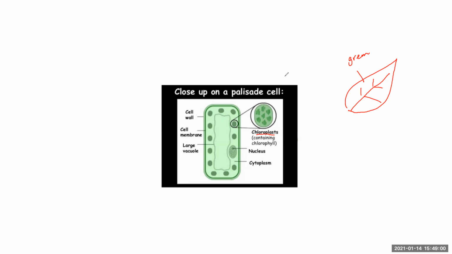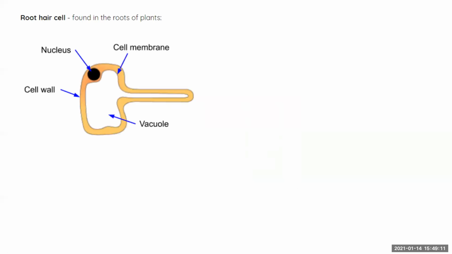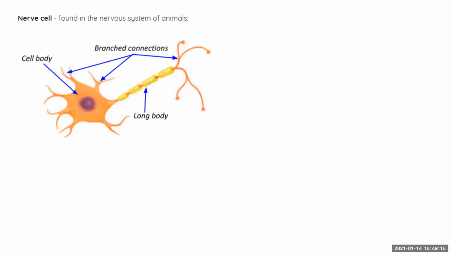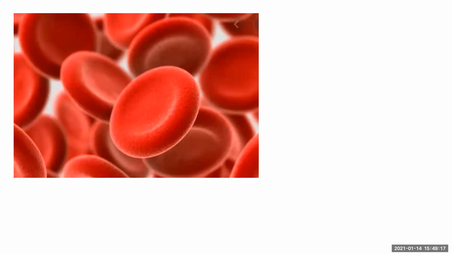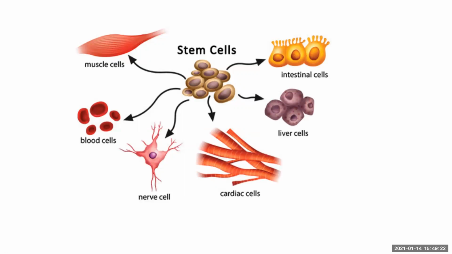So a palisade cell looks very different from a root hair cell. However, both are cells from the same plant. So because they are specialized, they look so different. In the same way, the nerve cell looks very different from the red blood cell. And the red blood cell looks very different from the intestinal cell, the muscle cell, and so on. So all our cells look different because they all have a different job to do.